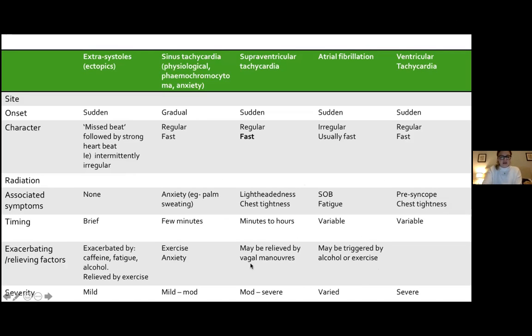So I've got one of these tables again. They always look quite overwhelming, but it just splits it up for you. So we'll go through it briefly now, if I'm okay for time. I'll go through it briefly.